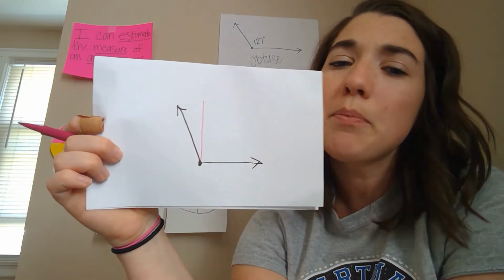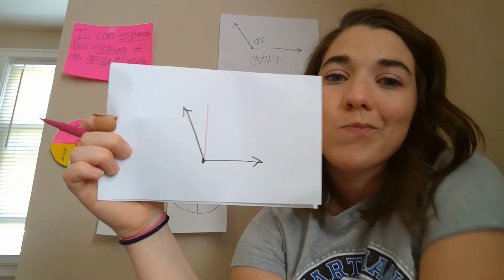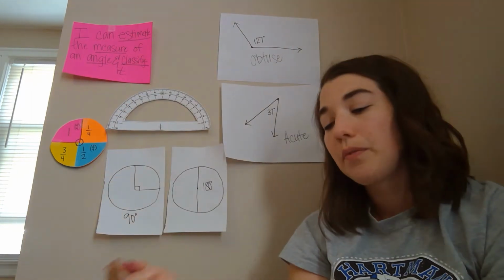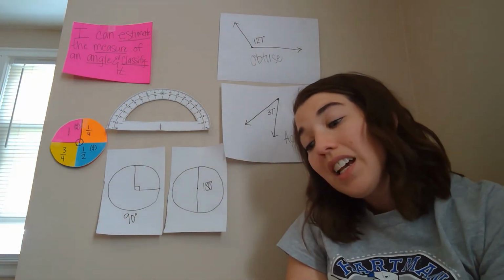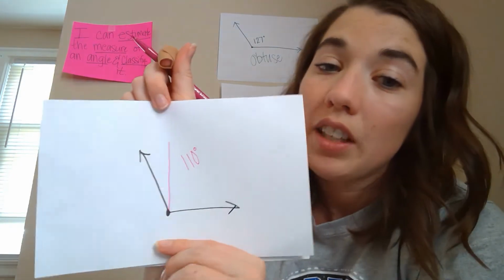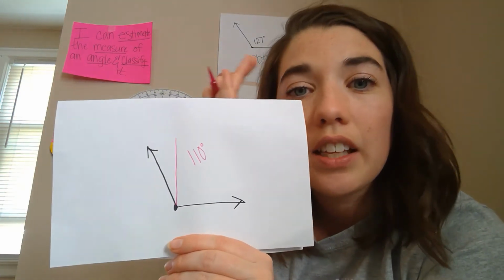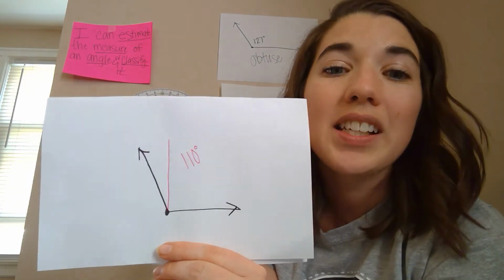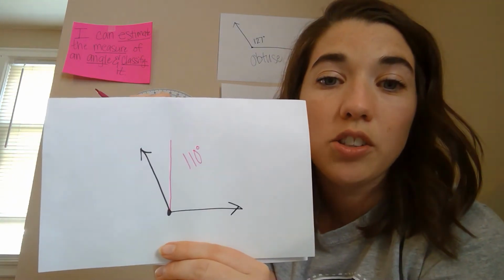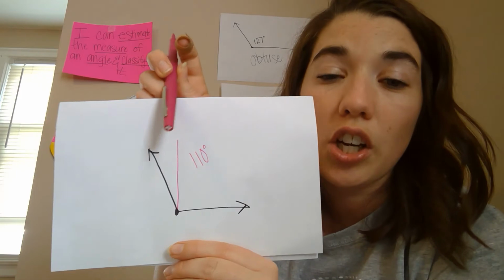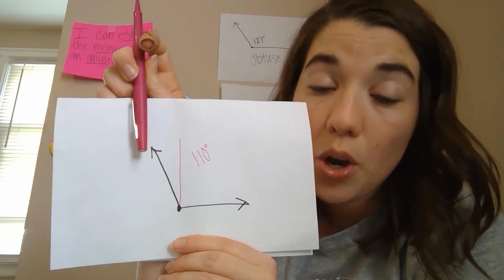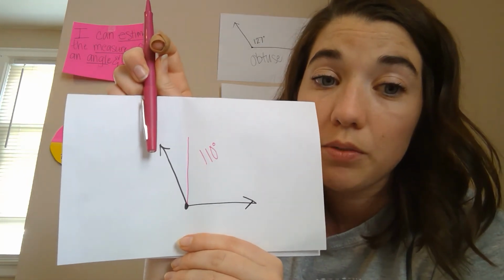So I'm going to make a guess of about 110 degrees. Now again, I might not be exactly right with 110, but I know that it is a logical estimate because I can justify my reason why I chose it. I chose it because it's larger than 90. And I know that based on what I know about right angles.